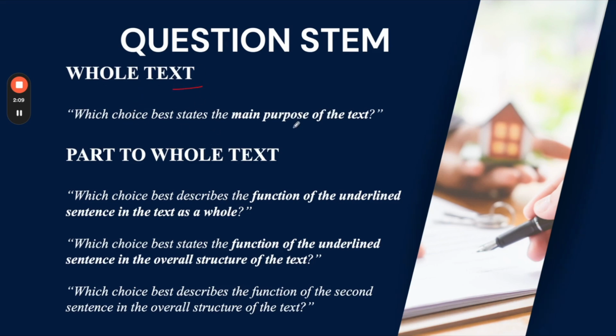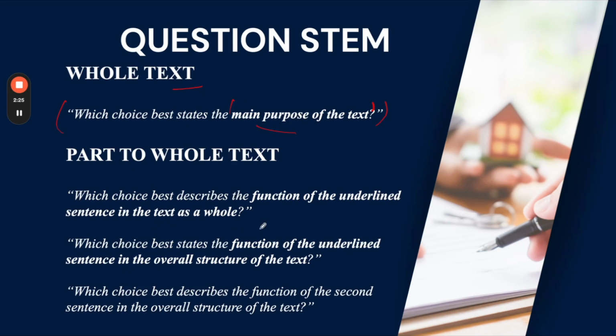For the whole text, the question stem remains the same. That is, which choice best states the main purpose of the text? Very simple, very easy to remember. As soon as you see the mention of main purpose of the text, you should know this is a whole text type of a question.